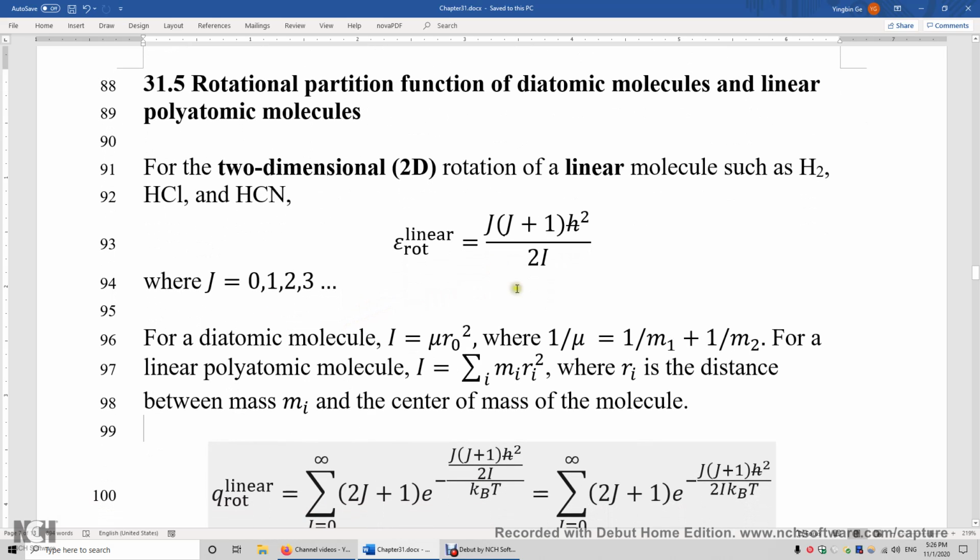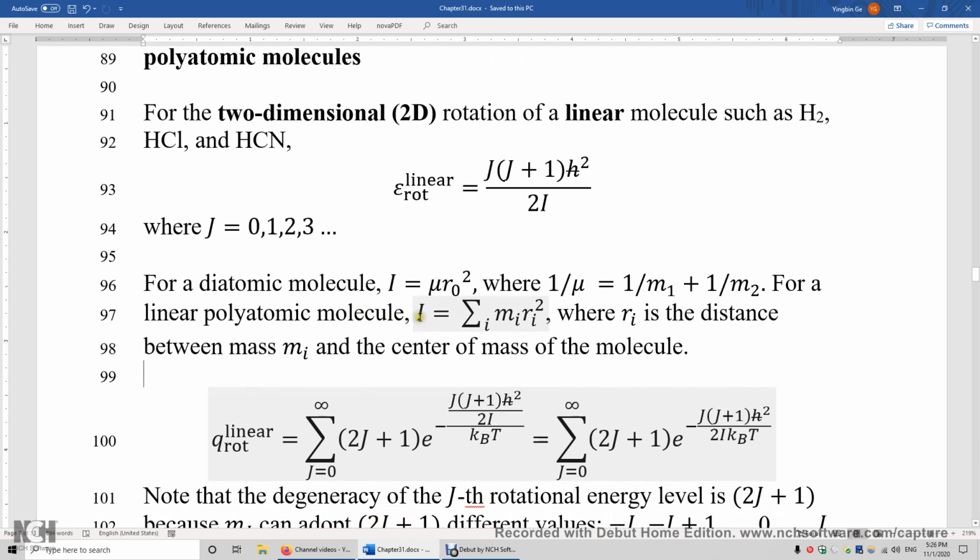For a diatomic molecule, the moment of inertia is equal to mu r0 squared, where 1 over mu is equal to 1 over m1 plus 1 over m2. r0 is the bond distance. For a linear polyatomic molecule, the moment of inertia is the sum of m sub i times r sub i squared. r sub i is the distance between the mass m sub i and the center of mass of the molecule. You can use this equation to derive the moment of inertia for a diatomic molecule as well.